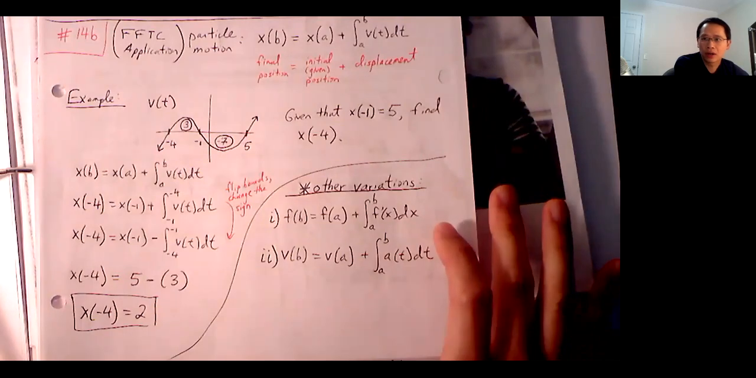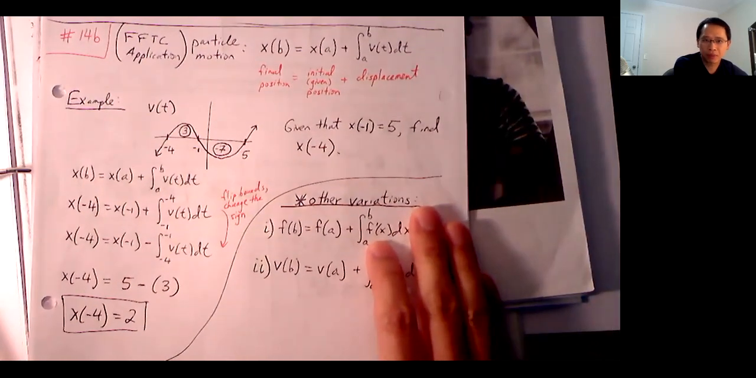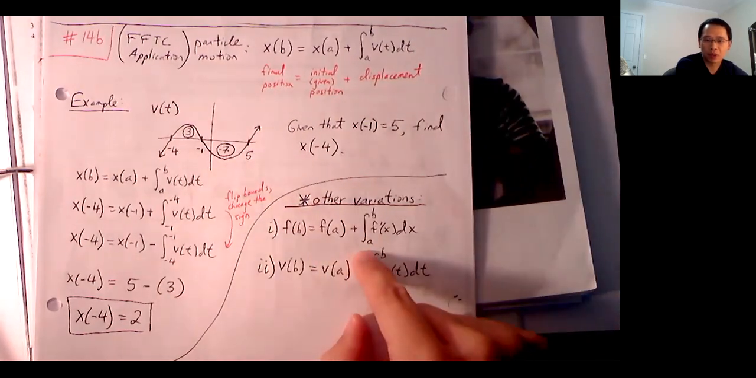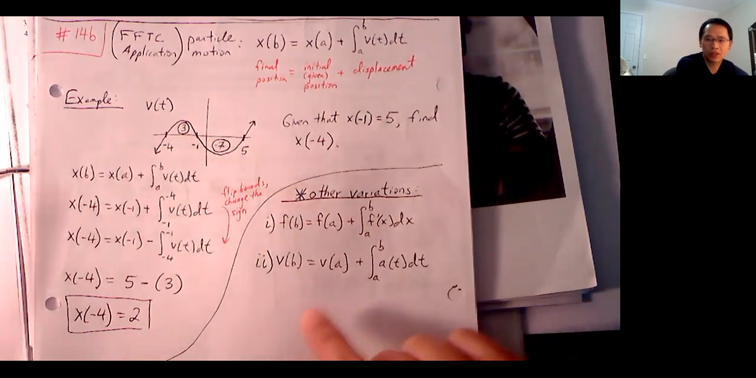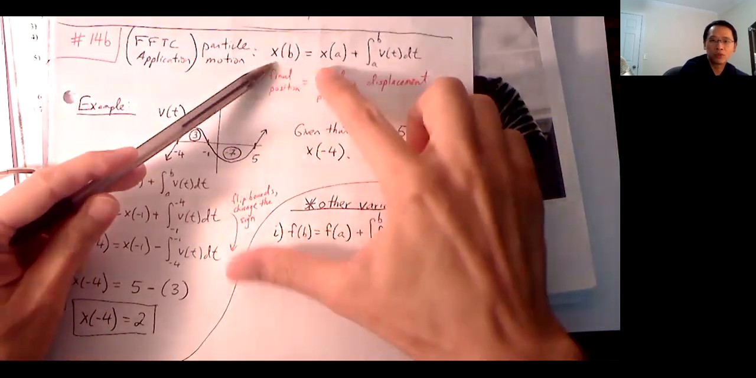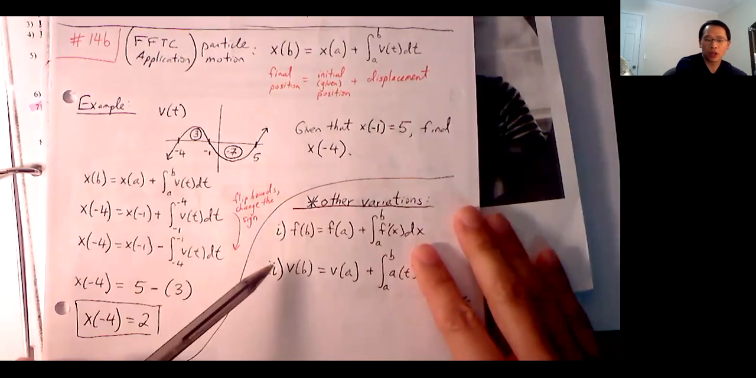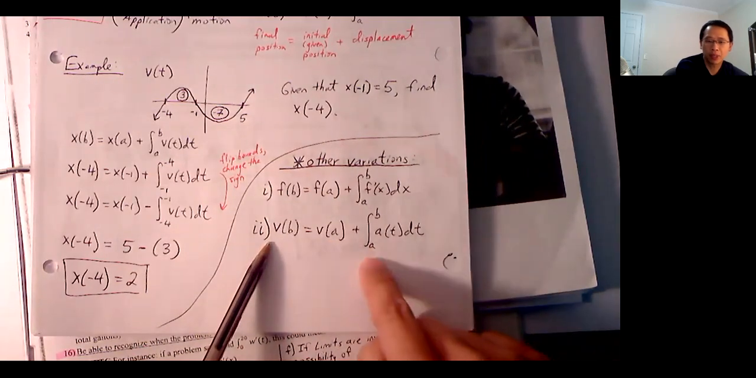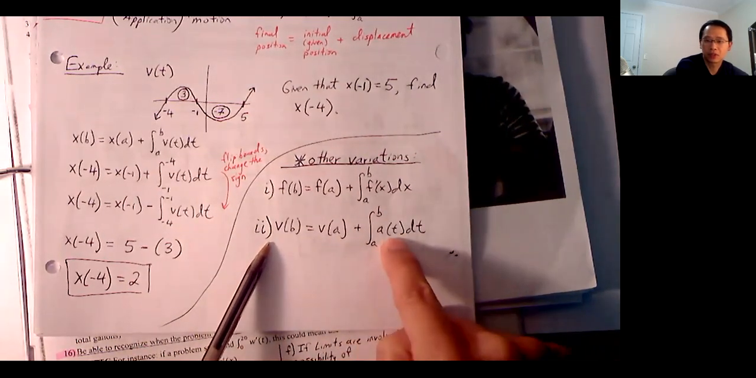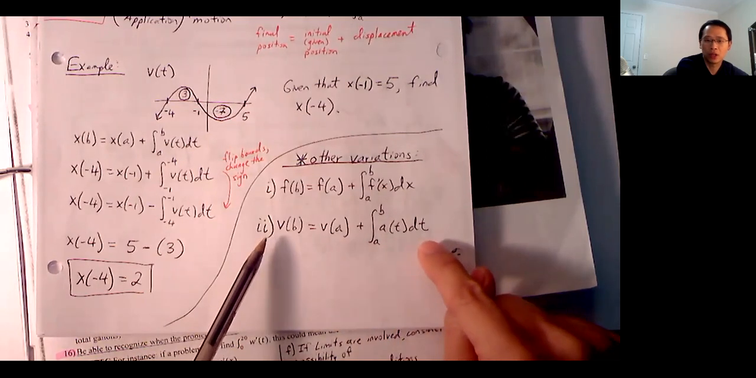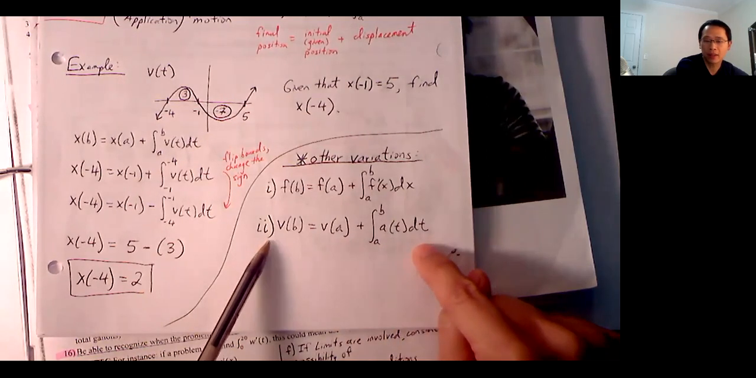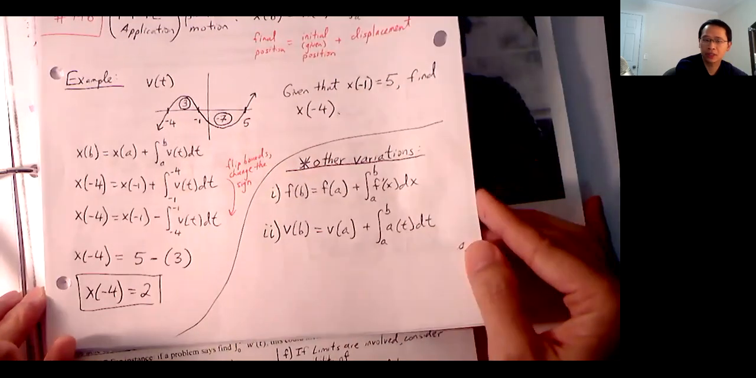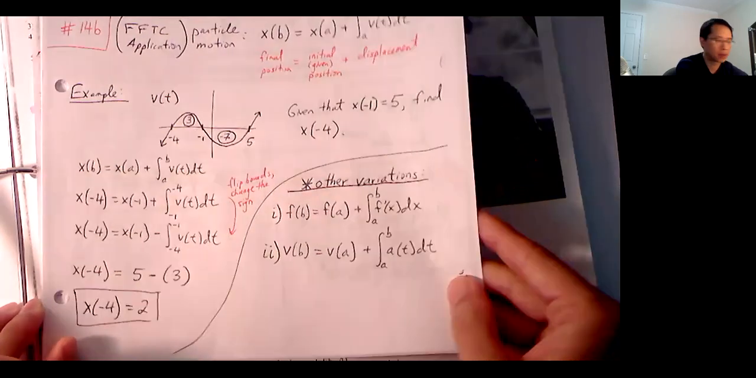You may see different variations of the first theorem, this application. F of b equals f of a plus the definite integral from a to b of f prime. Or you may see something where everything is moved down one degree. So it could work for this as well. My final velocity is equal to my initial velocity plus the displacement of my acceleration. So a problem could ask you to apply it in this form as well. Okay. All right, any questions?